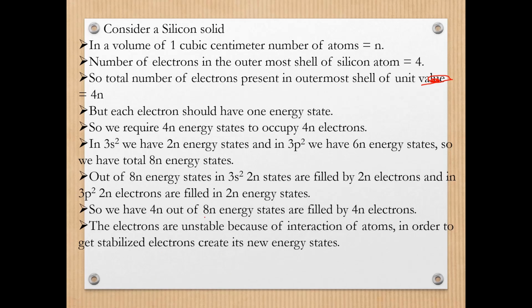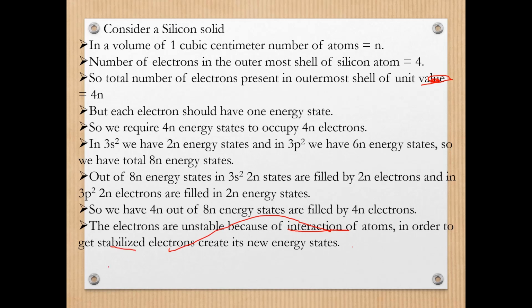As you know, this interaction happens because the atoms are so closely placed, because in 1 centimeter cube we have 5 into 10 to the power of 22 atoms. So the outermost orbitals are merged, and the electrons at the outermost orbit are affected by the attractive force of the nucleus of the other atom. So the electrons get unstabilized.